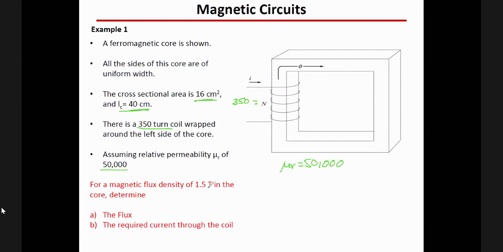For a magnetic flux density of 1.5, find the flux. The flux is B times area. It's the density multiplied by the area, which is an equation that we learned before, right? We know that the flux equals BA. B is given as 1.5, and A is also given as 16.